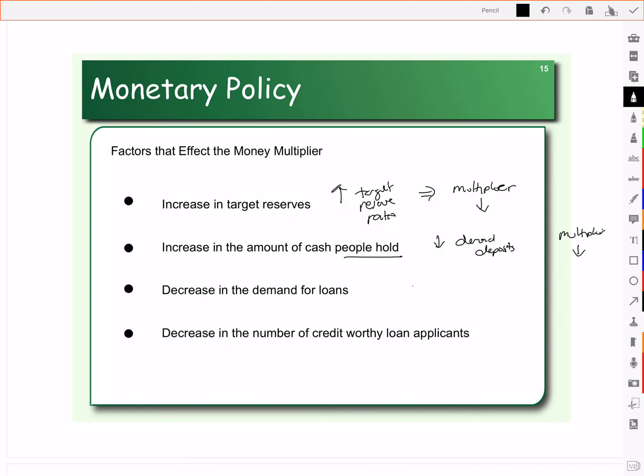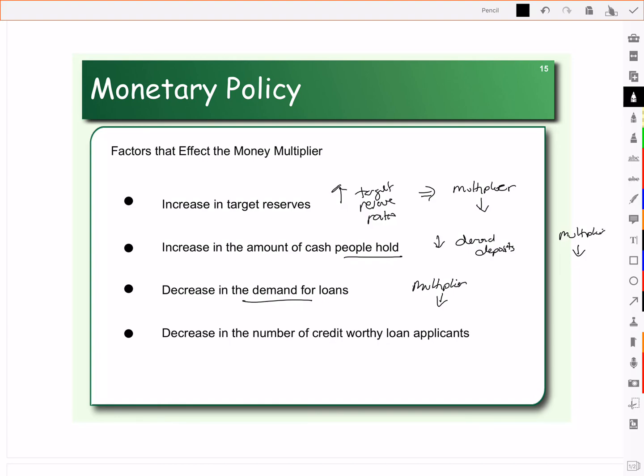So we have to put money into our checking accounts, demand deposits, in order for banks to lend out a portion. We also have to be willing to borrow money, because if there's a decrease in the demand for loans, then even though there's a sufficient amount of money for banks to lend out, and the target reserve ratio is adequate for them to lend money out, if we're not borrowing, then the money supply cannot multiply. Right? We have to borrow money in order for the money supply to increase.